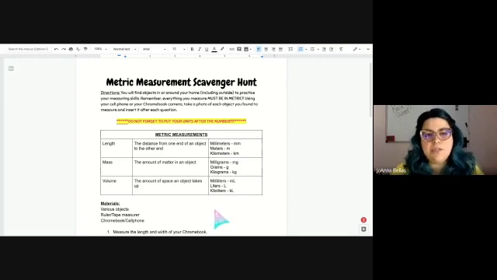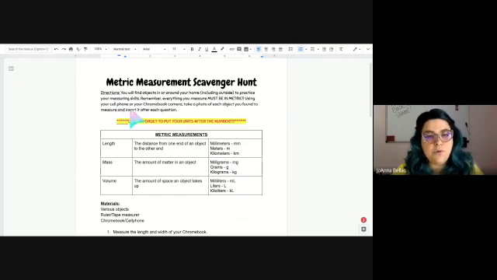You will find objects in or around your home, including outside if you want, to practice your measuring skills. Remember, everything you measure must be in metric. So when you're using your ruler, do not use the inches side. Make sure you flip it over to the other side, to the centimeter side.